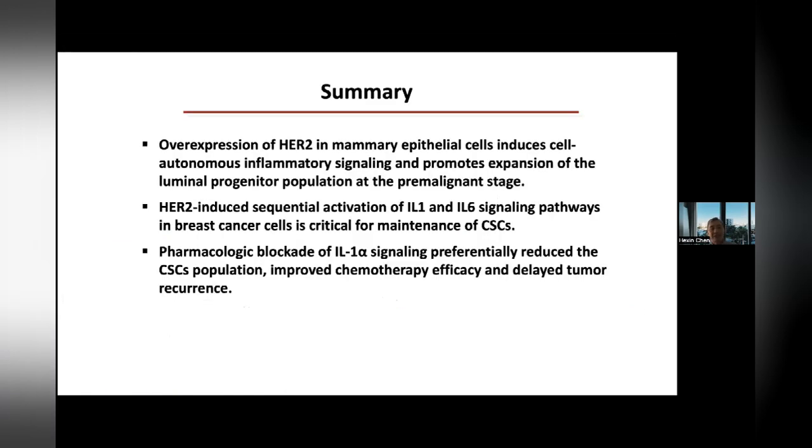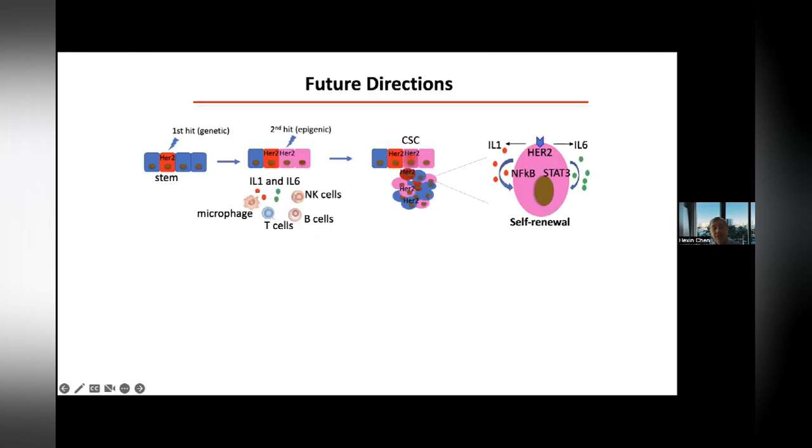So I'll summarize the position I have so far. Overexpression of HER2 in mammary epithelial cells induces cell-autonomous inflammation signaling that promotes expansion of the progenitor population at the pre-malignant stage. HER2 induces sequential activation of the IL-1, IL-6 signaling pathway in breast cancer, which is critical for maintaining cancer stem cells. Blockade of IL-1 signaling preferentially reduces the cancer stem cell population, improves chemotherapy efficacy, and delays tumor recurrence.